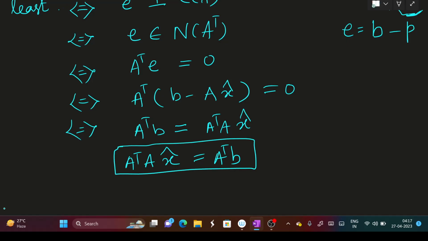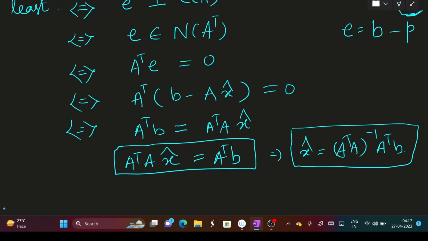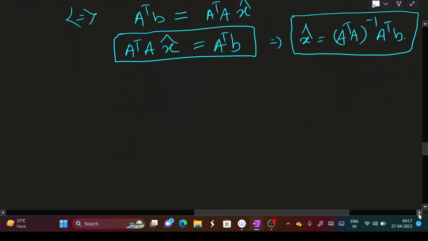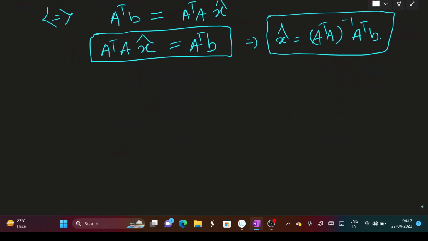Okay, from here, what is my x cap? These are matrices, I will not divide. I will find out the inverse. So x cap is A transpose A whole inverse A transpose B. This is one of the significant formulas for the best fit solution to the given system of equations. If only at solution level the question is completed, then we should find out only x cap and stop there.